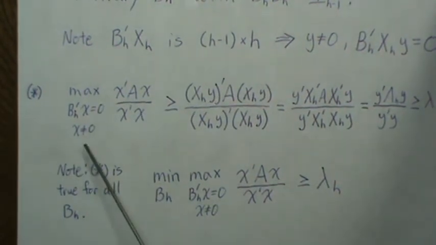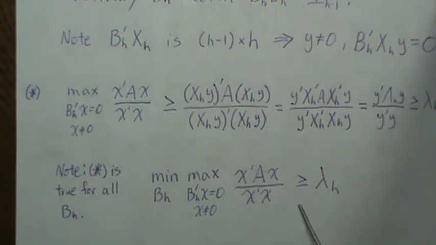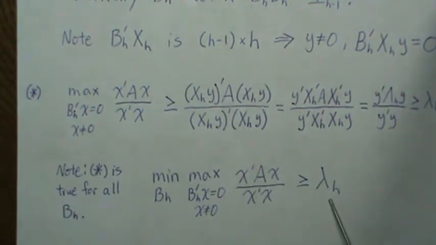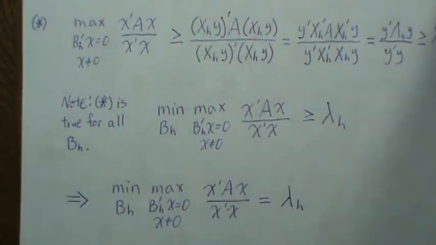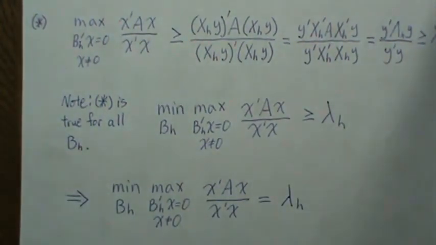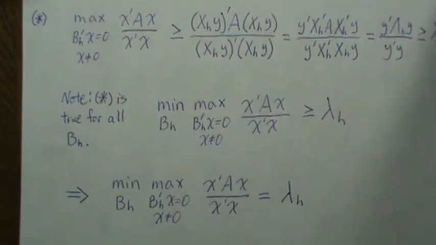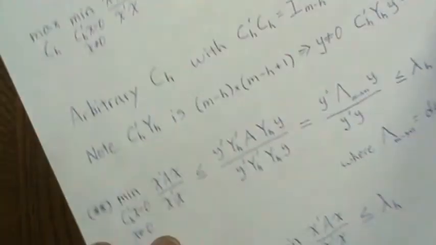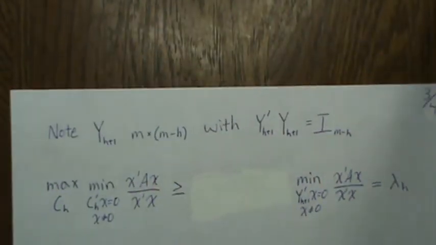So that says that this has to be greater than lambda H. But if it's greater than or equal to lambda H and less than or equal to lambda H, that means it has to be lambda H. Okay, so that is the first part of the theorem. And the second one also follows similarly.